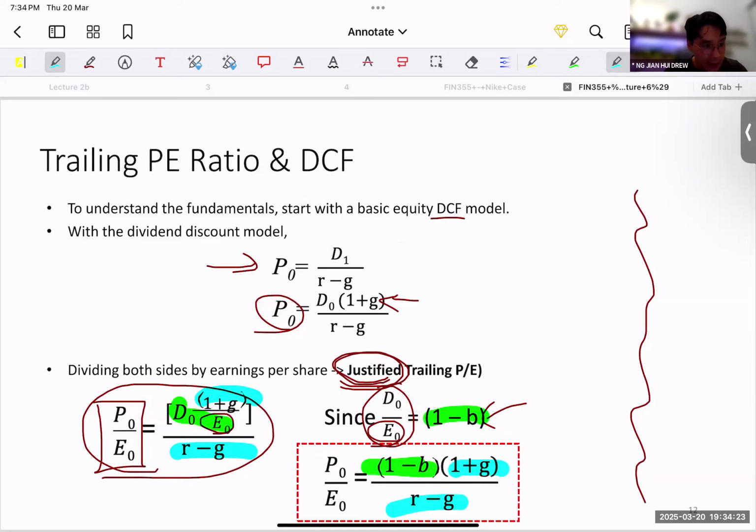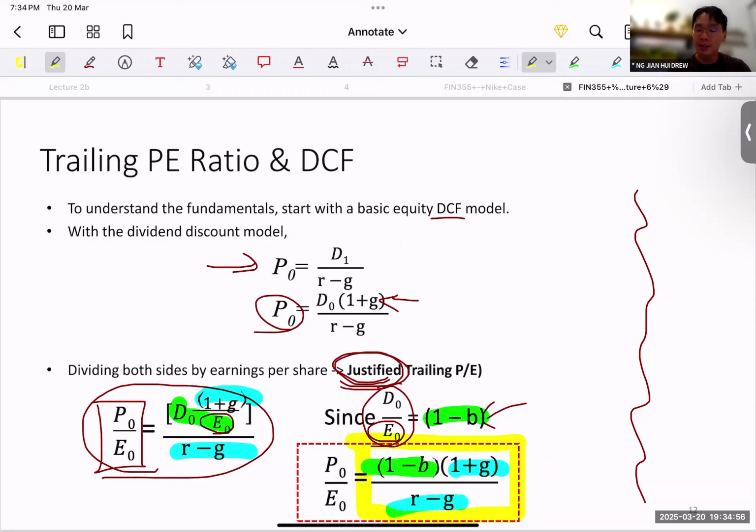And this formula here is your justified PE. Meaning what? If you have your retention ratio, you have your growth, you have your R, which is your return on equity or your cost of equity, then with these numbers, you can actually calculate your justified PE and compare it with your actual PE of the company using price divided by earnings.